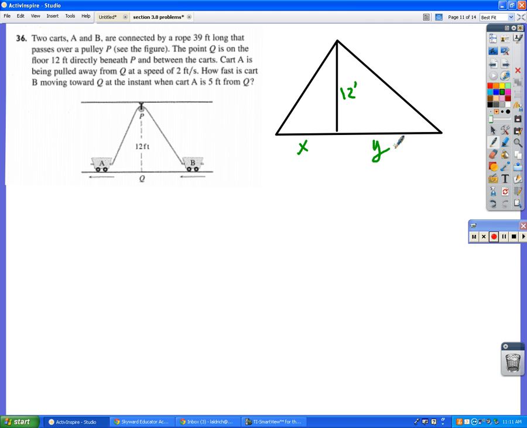We know that dx/dt is what? dx/dt is, we're going to go with -2, because it's saying that the cart is being pulled in the negative direction.